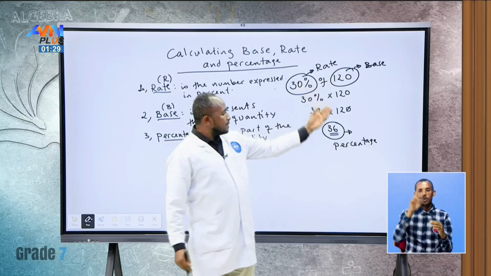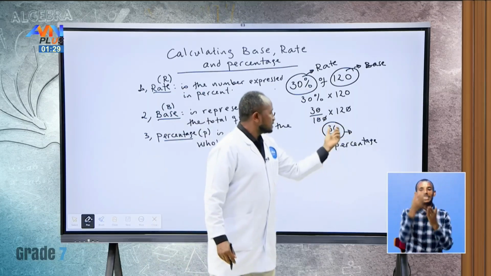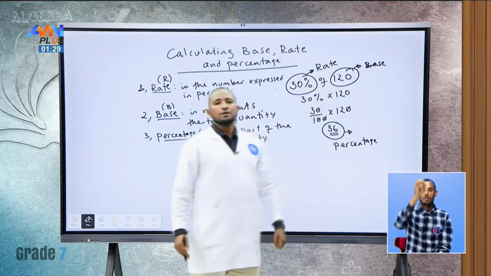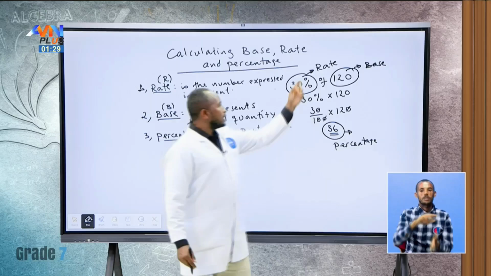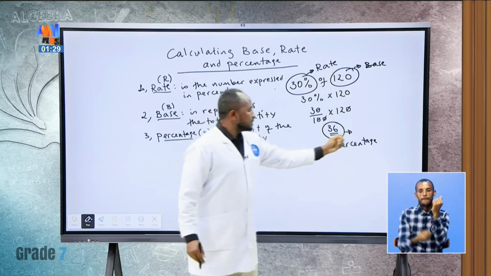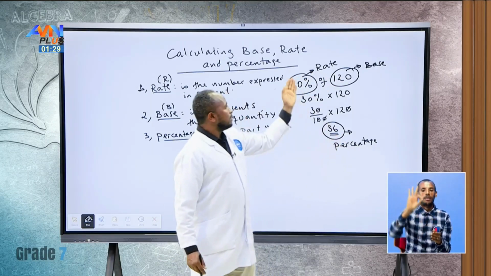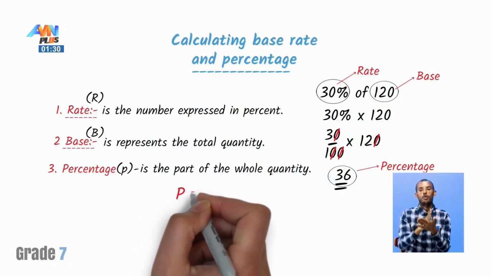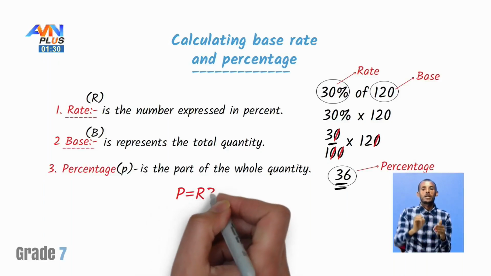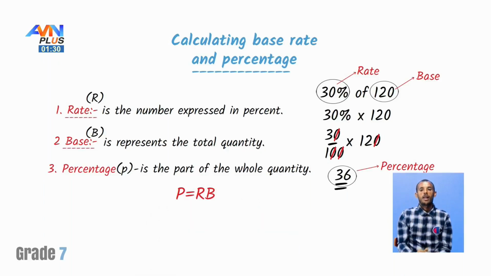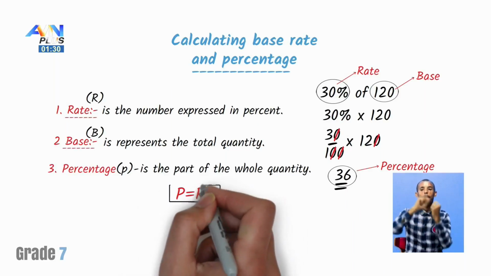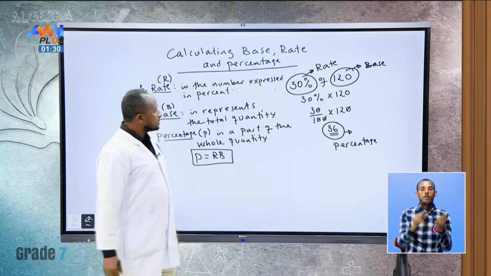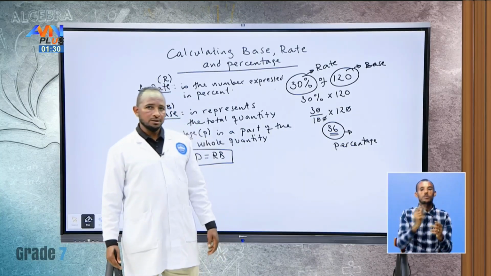Look, from this example, this percentage 36 is obtained by multiplying 30% and 120. This one is the rate, this one is the base. Therefore, this percentage is obtained by multiplying rate and base. The relationship between base, rate, and percentage is given by: percentage is equal to the rate times the base. Now, based on this concept, we'll try to see examples.